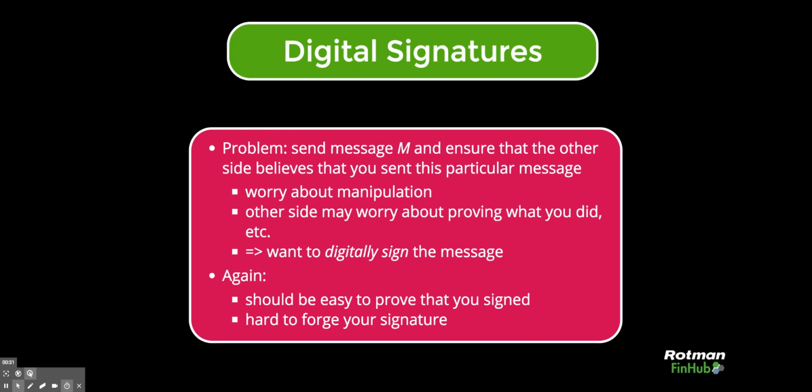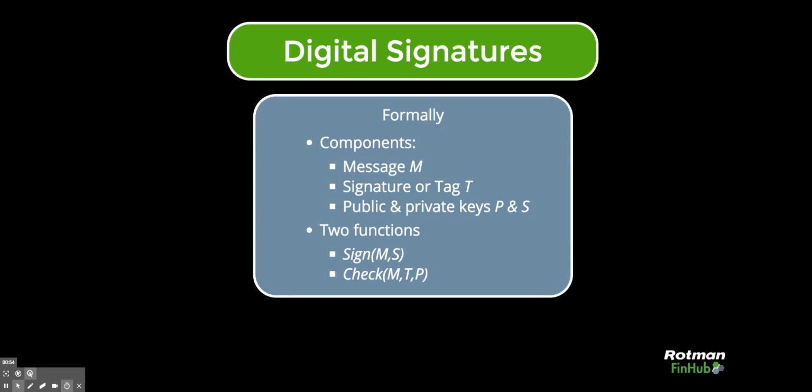So you want to make sure that the other side is sure that funds have not been misused. And you worry about whether or not the other side provides actually what they have. So what you really want is the ability to digitally sign a message. Again, as before, it should be easy to prove that you signed the message. It should be hard to forge your signature. All right, so how does this work?